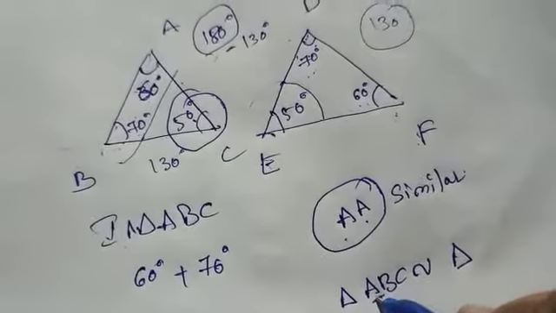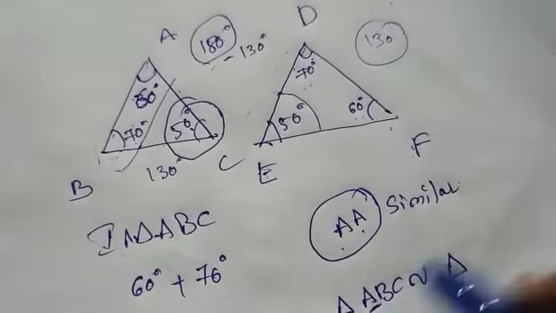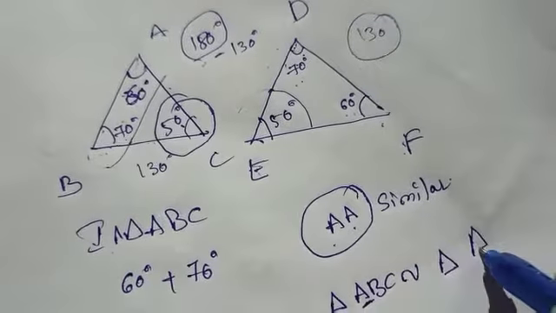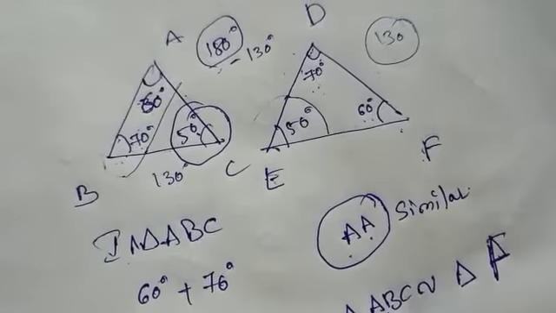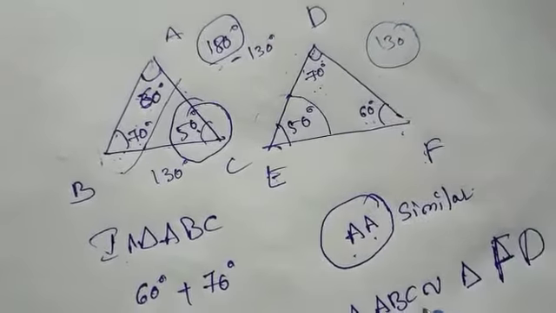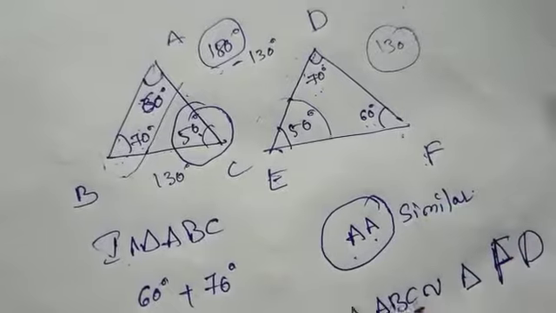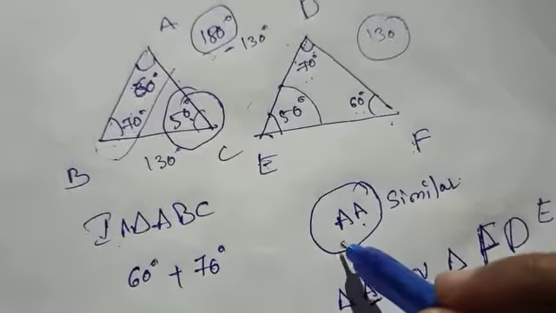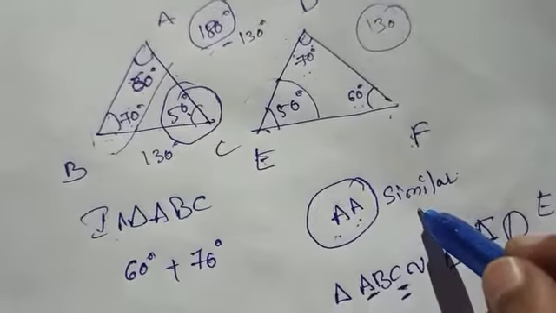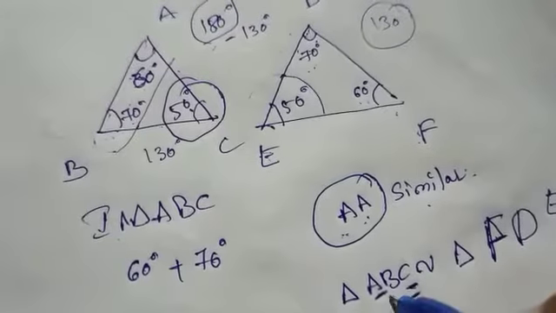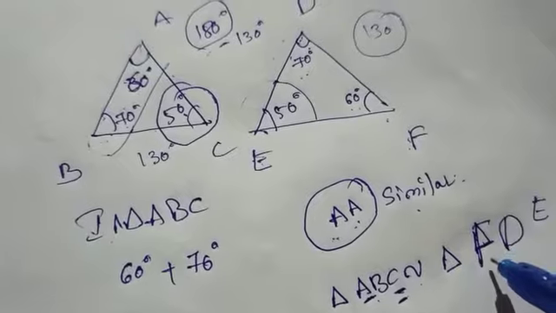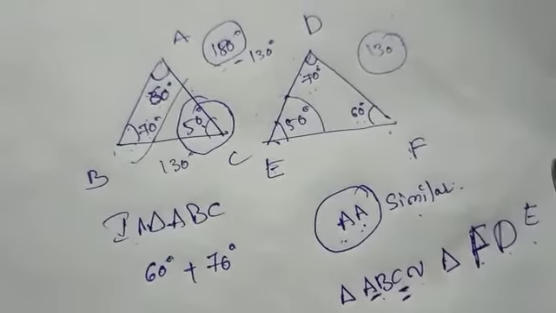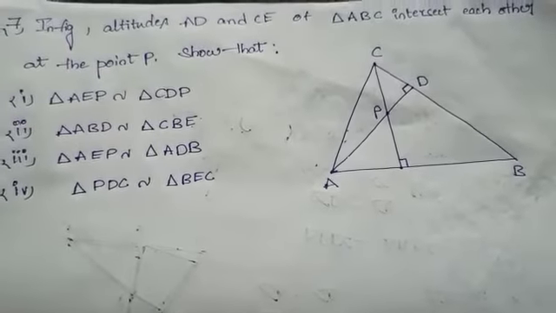Angle A equals angle F, B equals D, C equals E. Based on the angle similarity criteria, triangle ABC is similar to triangle FDE. Okay. Let's discuss the seventh example.